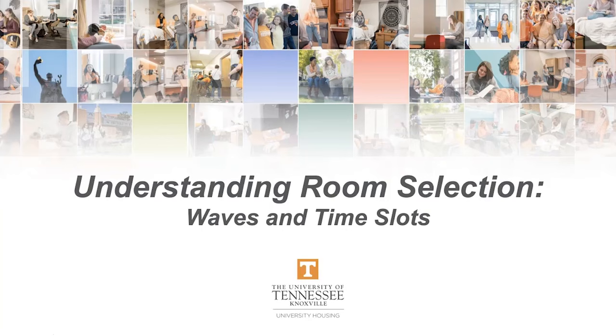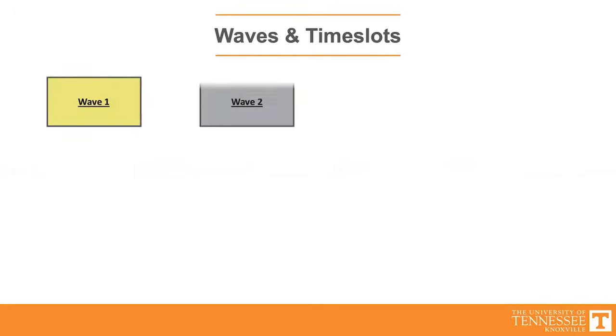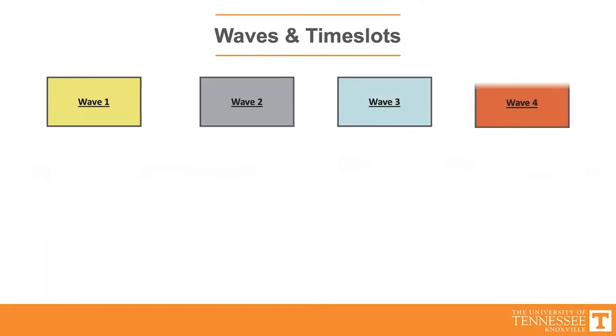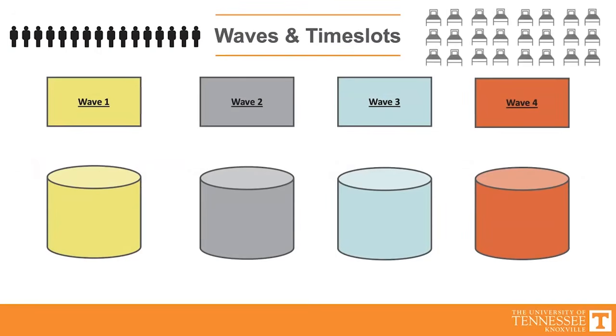Room selection is just around the corner, and we want to help you understand how the process works. The room selection process takes place over a series of 4 separate waves. Once a selection wave has begun, it remains available until the room selection process has cycled through all 4 waves. Each wave contains a set of students and a set of beds.